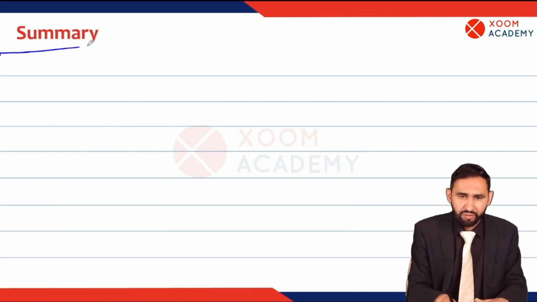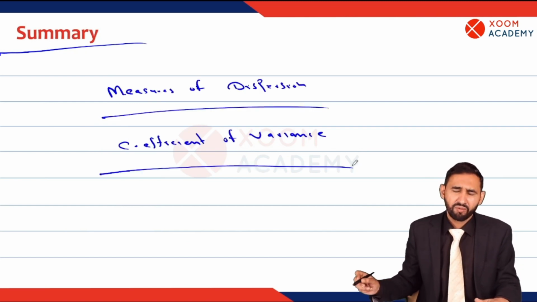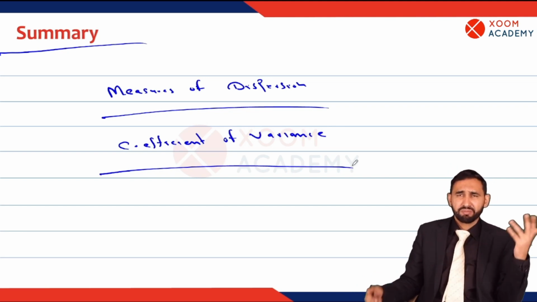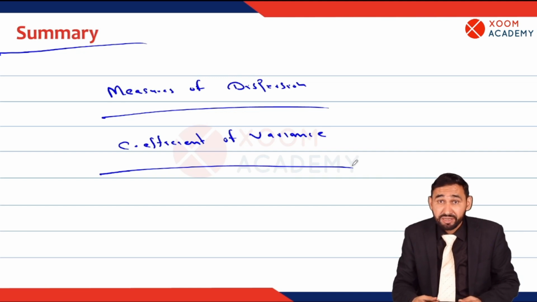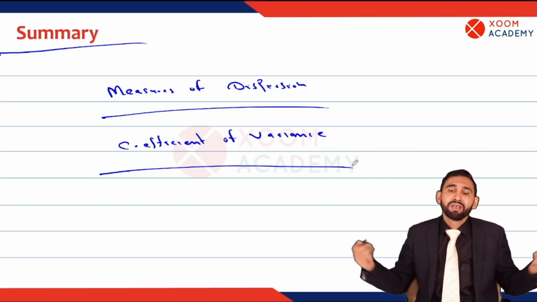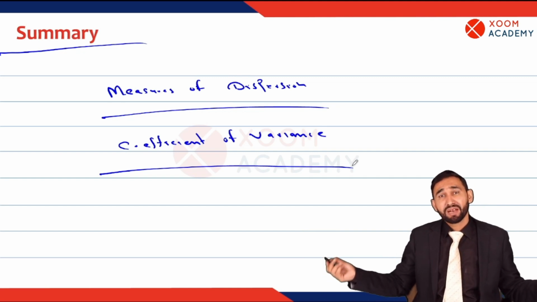So in the end, we will summarize. We have discussed measures of dispersion and coefficient of variation. What are various measures of dispersion? It can be a question. It can be a university question. It is commonly asked. What are various measures of dispersion? What do they show? Measures of dispersion show the spread of data.